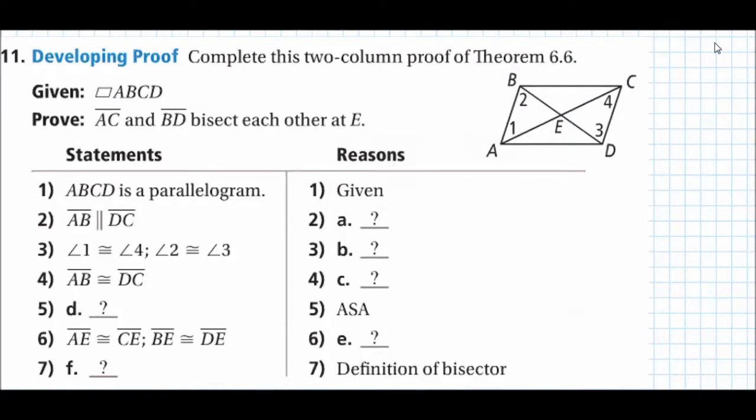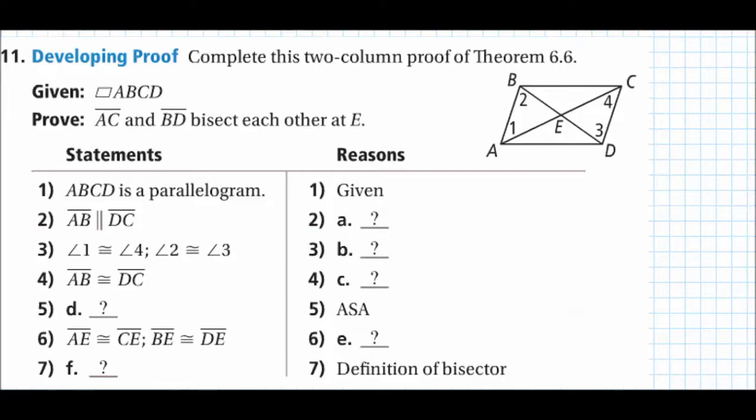Okay, number 11, developing proofs. Complete this two-column proof of Theorem 6.6. Given ABCD is a parallelogram, prove that AC and BD bisect each other right at point E. So we're trying to prove that AC and BD bisect each other. So step 1 is always for us the given. Well, what was given? Number 1, ABCD is a parallelogram, so that's given.